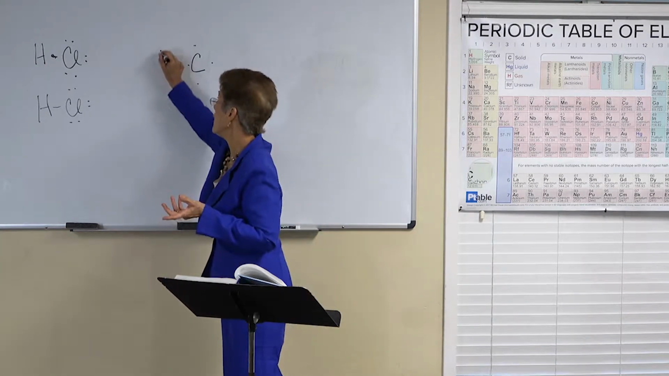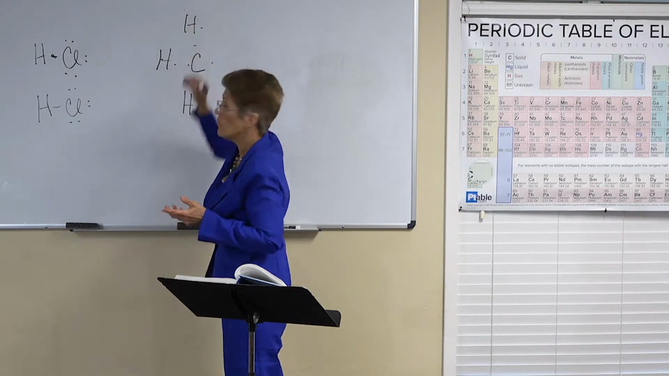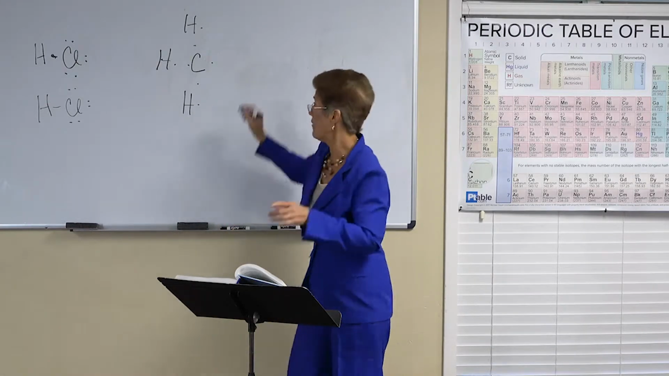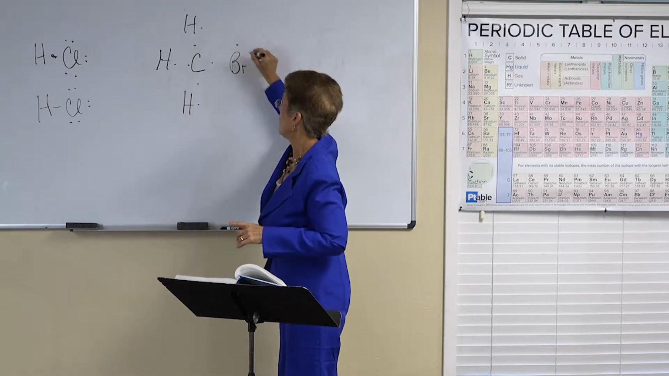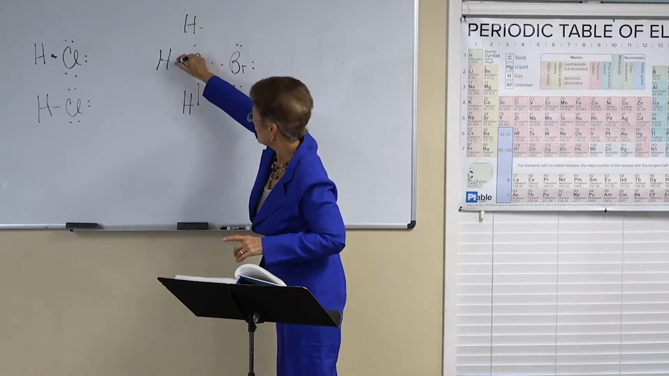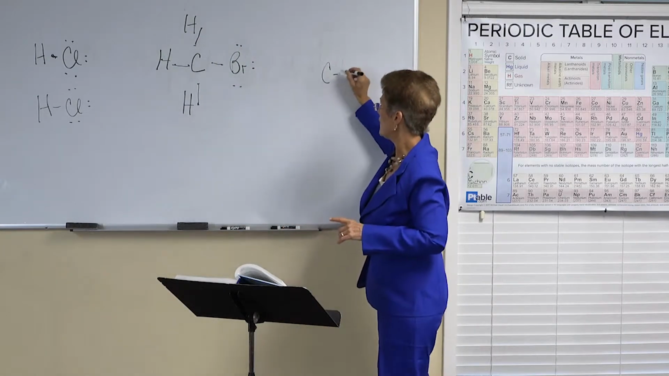We know that hydrogen has 1 each, so I'm just going to strategically put my hydrogens around here. And how many is bromine going to have? 7. So I'm going to put him over here. 1, 2, 3, 4, 5, 6, 7. And then I'm going to play connect the dots. There we go. And so then I'm going to rewrite this.